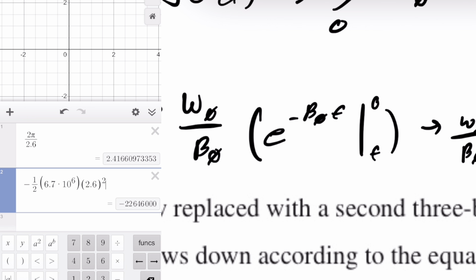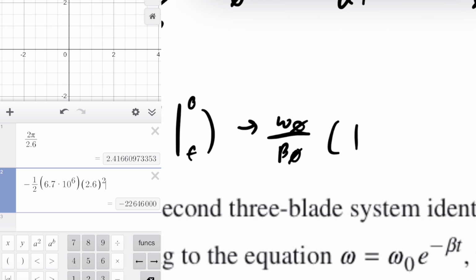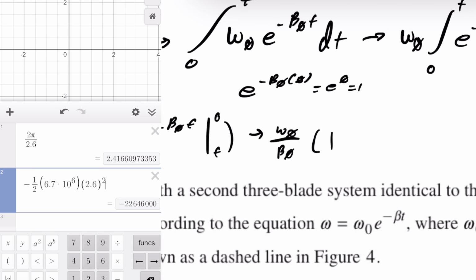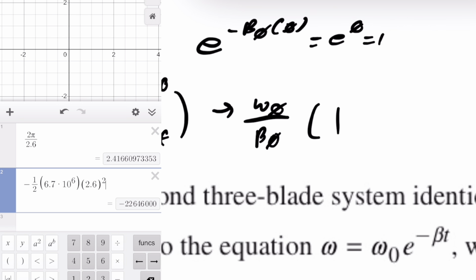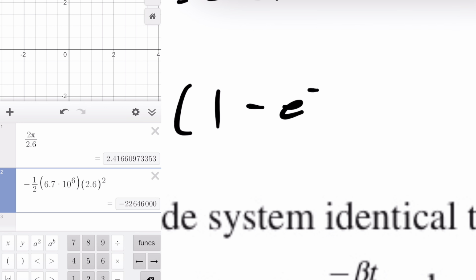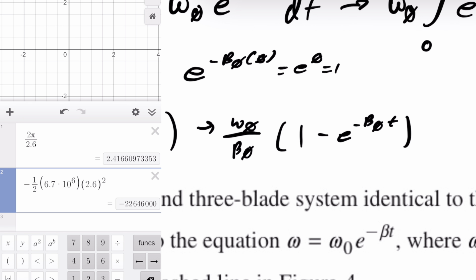When I plug in 0 there, I'll just get 1 because e to the negative b naught times 0 is equal to e to the 0, which is equal to 1. 0 to anything is 1 except for 0 to the 0. Don't ask me about that. That's not related to this course. So it'll be 1 minus e to the negative b naught t because we're subbing in b naught t for t. It's weird. You could use a dummy variable, but I'm not going to do that.